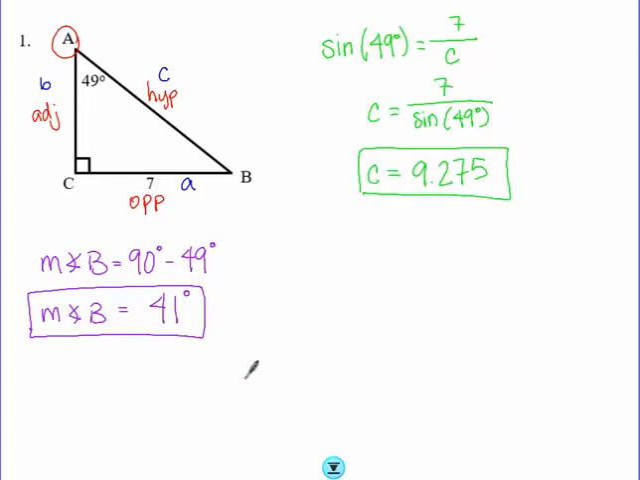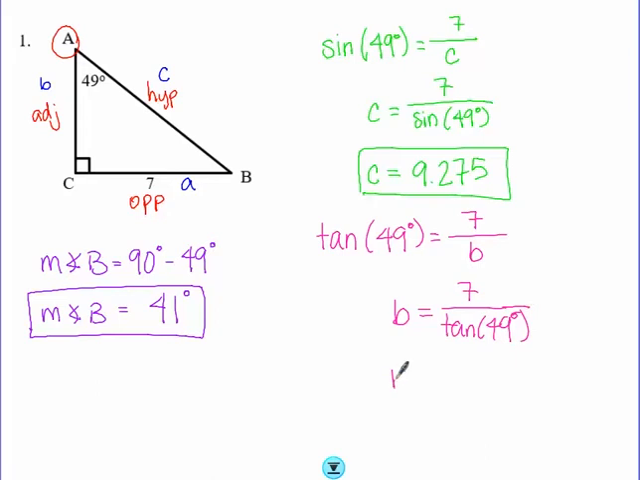Now, let's find side B. So I was given the opposite side. I want to find the adjacent side. So tangent is opposite over adjacent. So I'm going to write out an equation. Tangent of 49 degrees equals opposite, which is 7, over adjacent, which is B. If I solve for B, I get B equals 7 divided by tangent of 49 degrees.